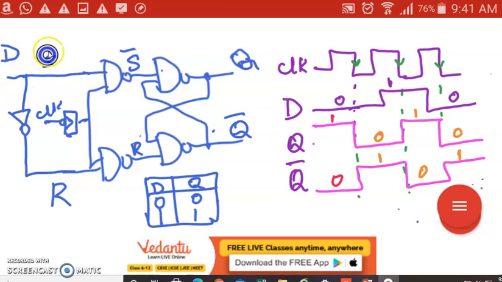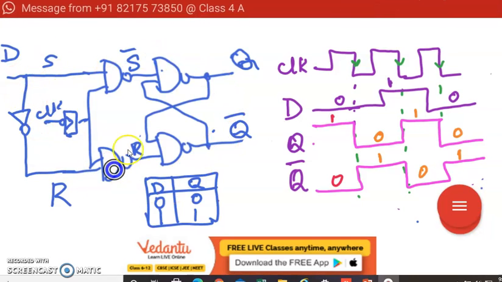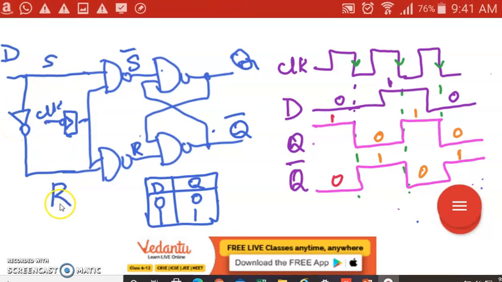So what is the basic building block? Here is an SR flip-flop. We have an inverter across the S and R inputs. So when my D is 0, S is 0 and R is 1. So 0, 1 or 1, 0. This SR flip-flop works like set or reset, that's it. When D is 0, S is 0, then it is reset, so I'll be getting 0. When D is 1, S is 1, then it is set, I'll be getting 1.